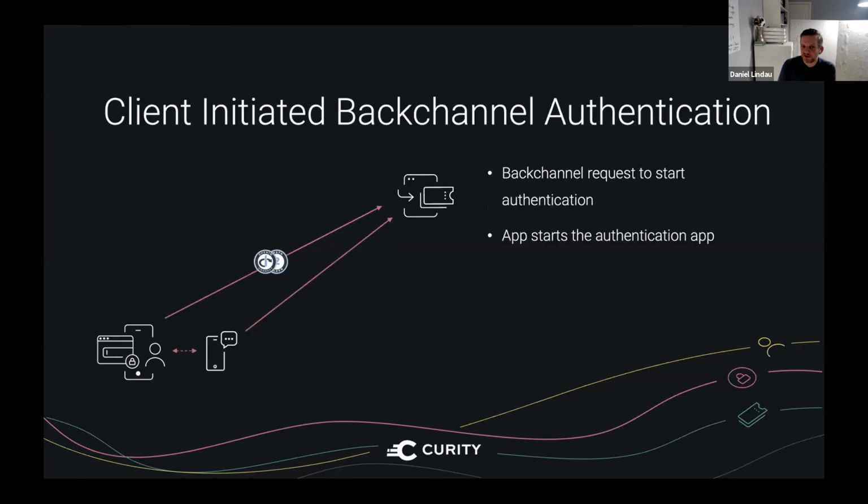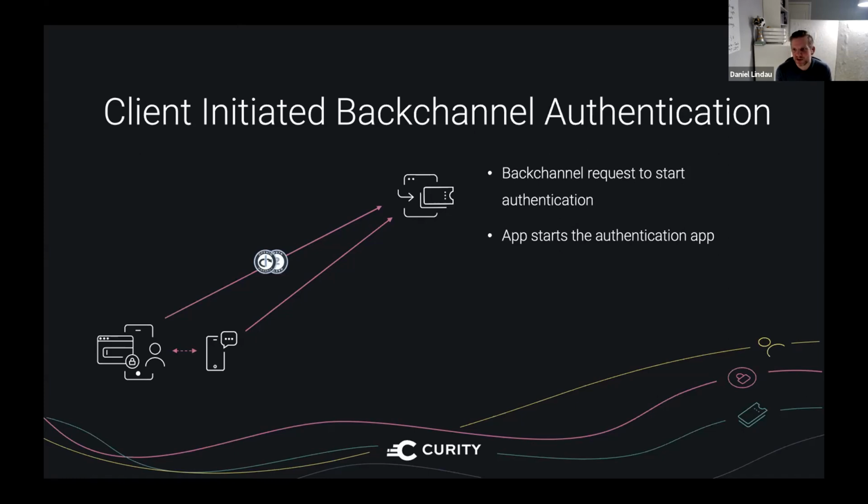On the other hand, you have the decoupled method, where TPPs don't want to redirect to a bank or a server to authenticate a user. They rather want to use that authenticator app directly. So to realize that flow, you can use the client-initiated back-channel authentication, CIBA.